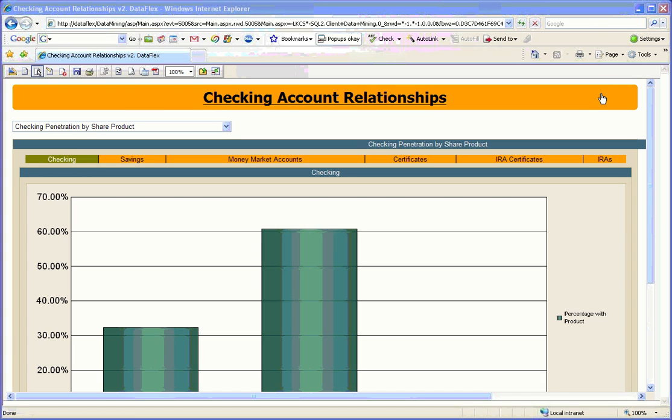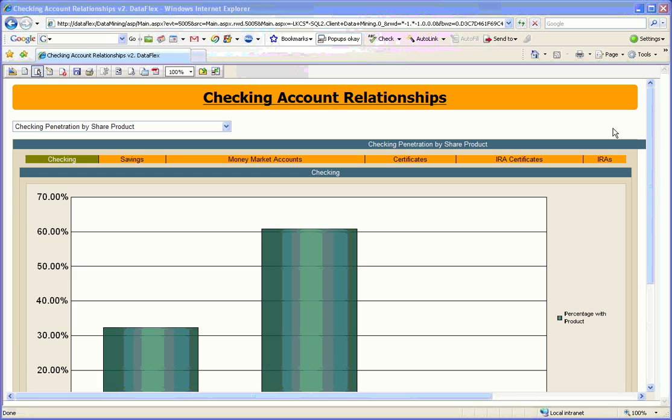LKCS's DataFlex system is an enterprise-class data warehousing and reporting system that enables you to slice and dice your data any way that you need to view account activity, marketing information, track your marketing efforts, look at how your members or specific subsets of your members are using your products and services.